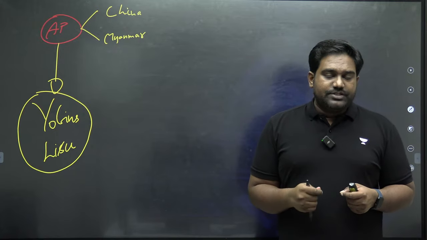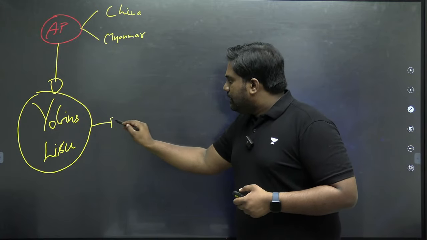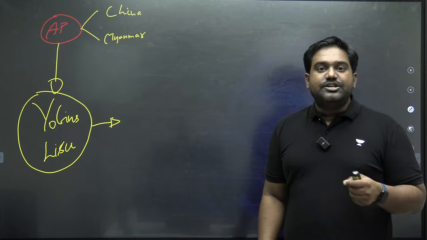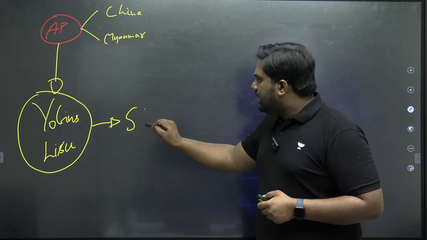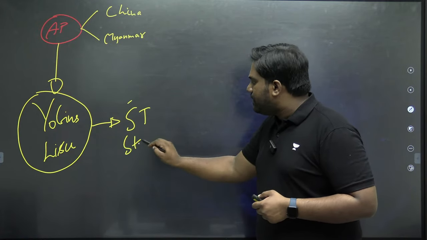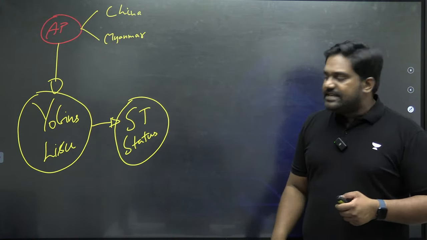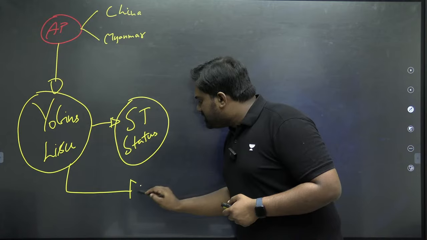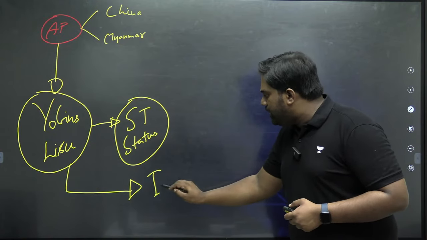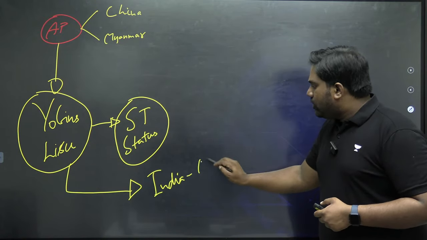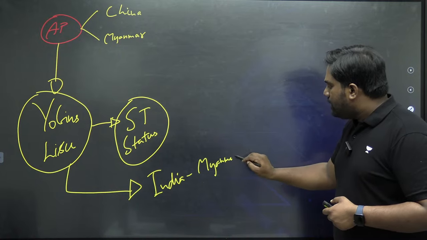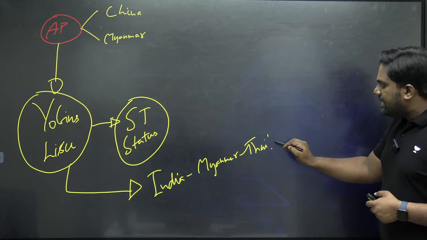Now, who are the Yobins or the Lisu? They are a transboundary indigenous tribal community given the scheduled tribe status in India. In India, they have the ST status. They are a transboundary indigenous community found in India. They are also found in Myanmar and parts of Thailand as well.